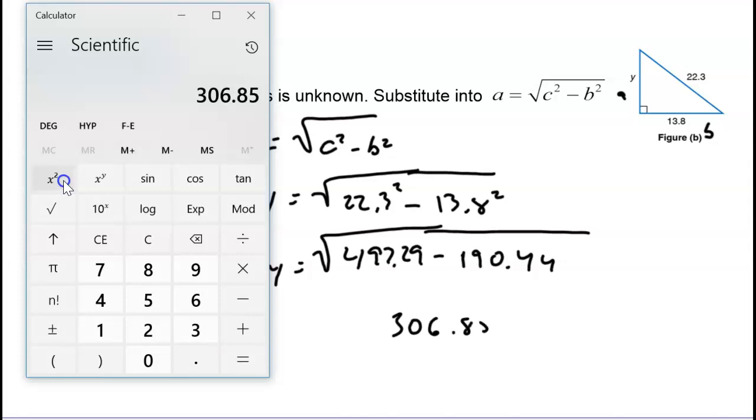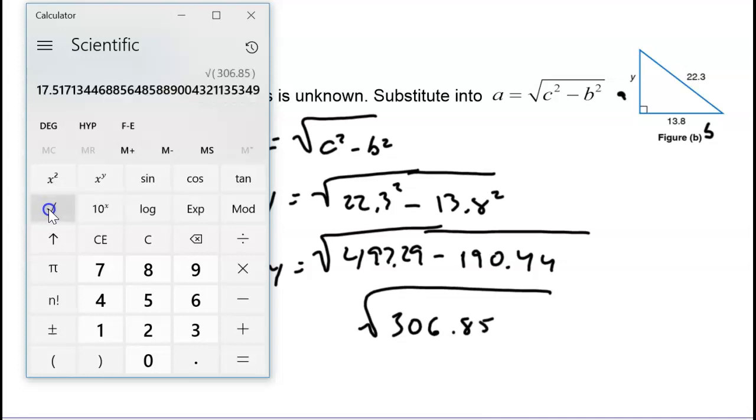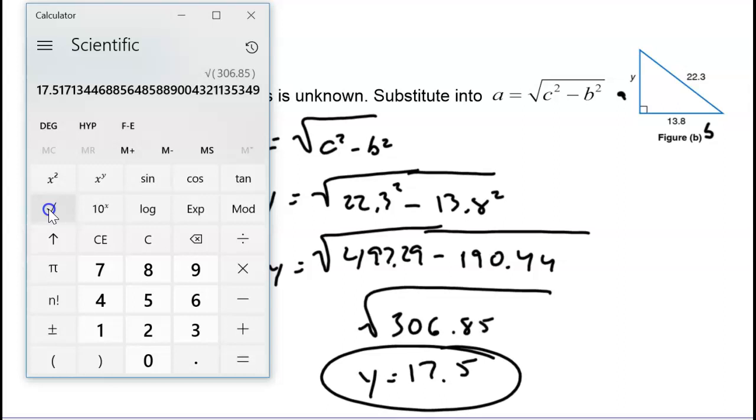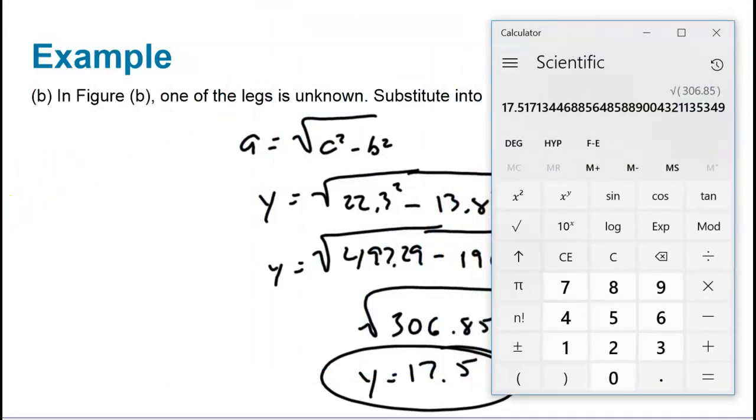And so the square root of 306.85, when we do that, is 17.5, and so we're going to go ahead and leave that at 17.5 and not take it out all the decimals because we're using that as our number that we're going out to, and so 17.5 is the answer for that. So hopefully everybody got that.